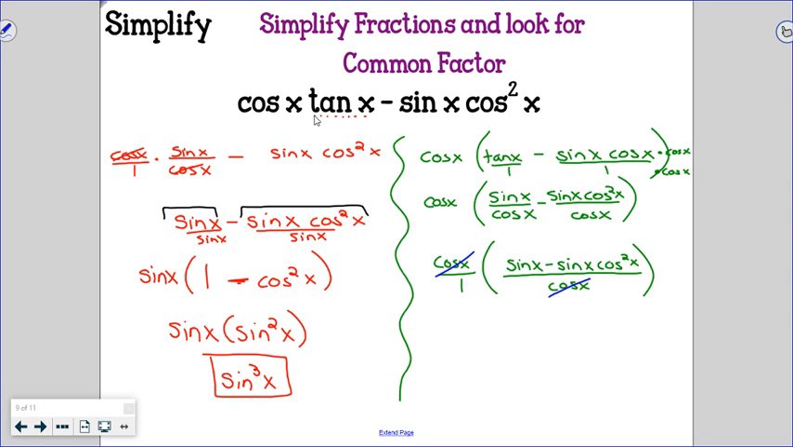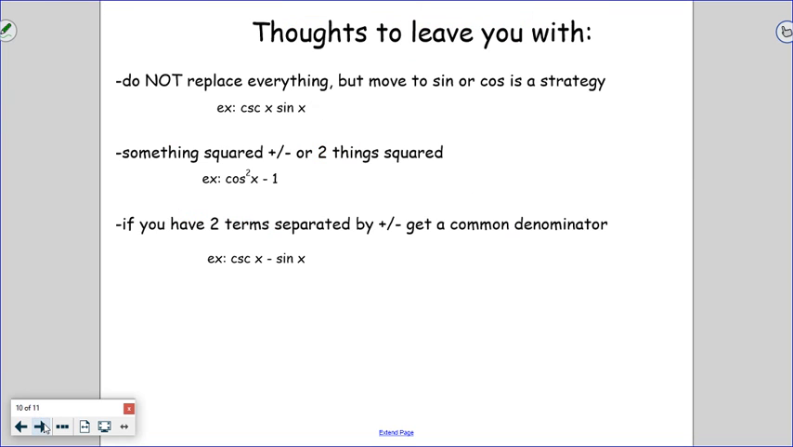So all I'm saying is, as long as what you are doing is a legal algebra maneuver, try it out. See where it takes you. Don't stop until you have one trig function or you have tried a whole bunch of things and it's not simplifying any further. Okay? So I'm going to kind of sum up and give you some ideas. I really want you to think through these three things as you attack your problems because it is not obvious on every problem.